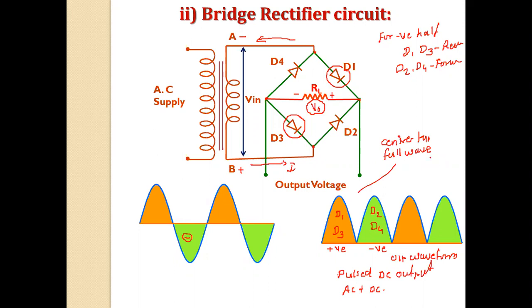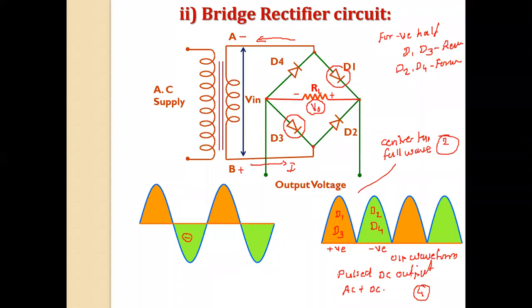Another difference between the center tap and the bridge rectifier circuit is that in a center tap full wave rectifier circuit, two PN junction diodes are used, and in a bridge rectifier circuit, four PN junction diodes are used. So this is the difference between the center tap full wave rectifier circuit and the bridge rectifier circuit.